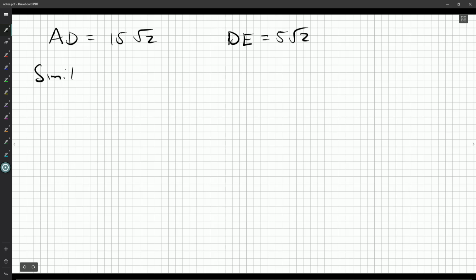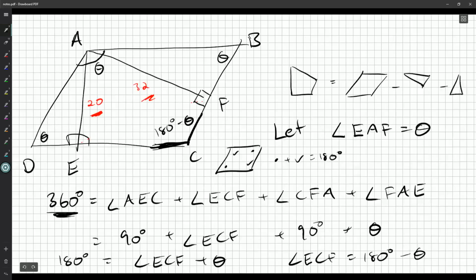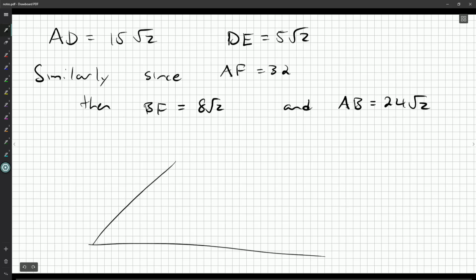And you can show the work again, but you could say similarly, since AF is 32, it's still divide by 2 root 2 to get BF. So 32 divided by 2 is 16. 16 over root 2, so that's 8 root 2. And then the other one, AB, should be 24 root 2.